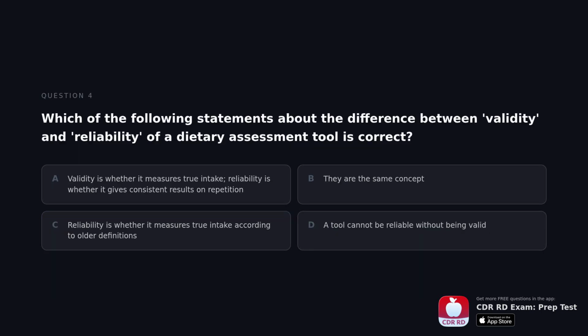Which of the following statements about the difference between validity and reliability of a dietary assessment tool is correct? A. Validity is whether it measures true intake. Reliability is whether it gives consistent results on repetition. B. They are the same concept. C. Reliability is whether it measures true intake according to older definitions. D. A tool cannot be reliable without being valid.